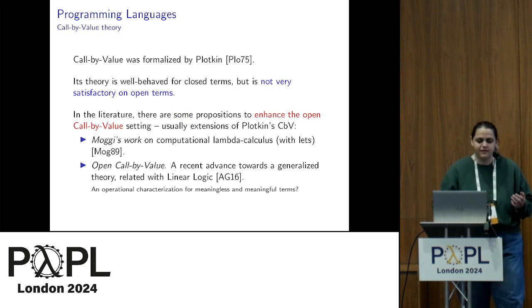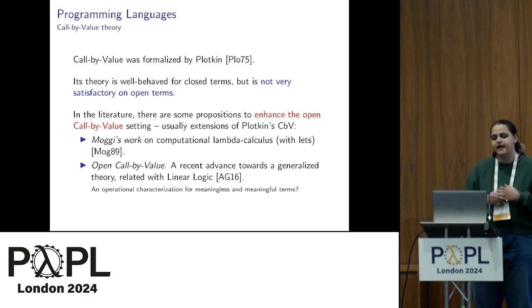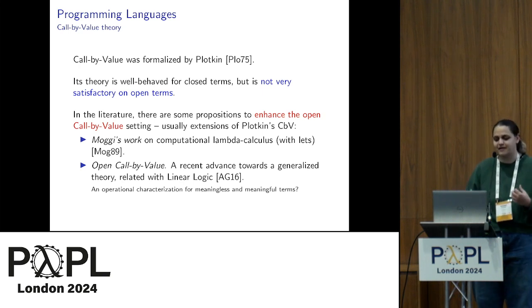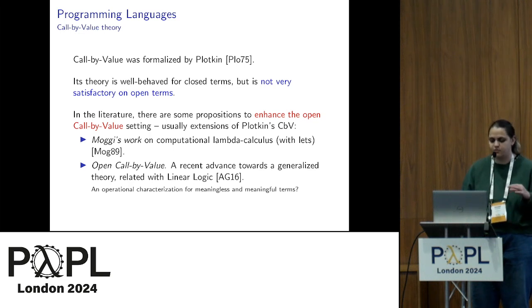Call by value was formalized by Plotkin, and its theory behaves well for closed terms, but not very satisfactorily on open terms. And because we'll need to study open terms, we have a problem. There are propositions in the literature to enhance this open call by value setting to solve this problem, usually as extensions of Plotkin's call by value. First we have Moggi's work on the computational lambda calculus. This was aimed to bridge problems with the CPS translations and also with extensions of the lambda calculus with effects.